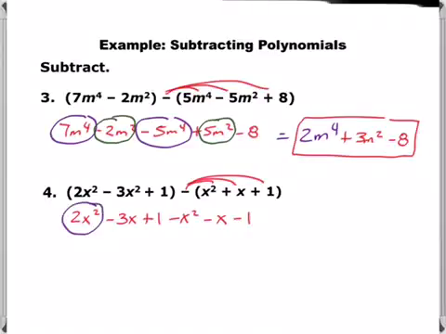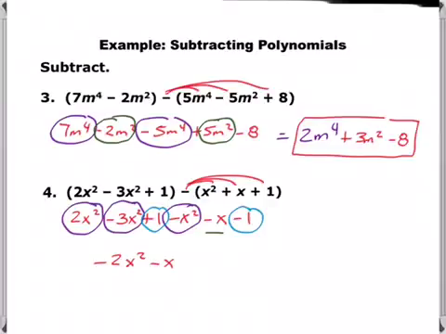I've got 2x squared, negative 3x squared, and then negative x squared. So 2 minus 3 is negative 1, plus another negative 1 gives us negative 2x squared. And then we continue combining like terms. I've got just one negative x here. So I've got minus x. And then I've got positive 1 and negative 1. Positive 1 and negative 1 cancel out. So my final answer ends up being just negative 2x squared minus x.